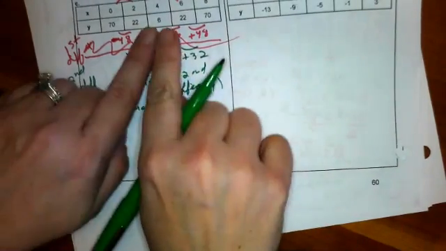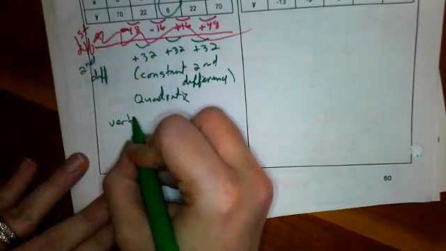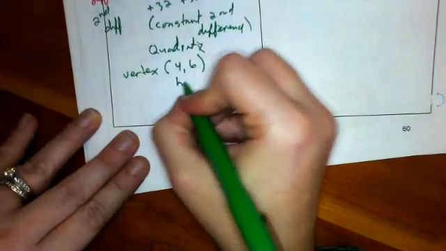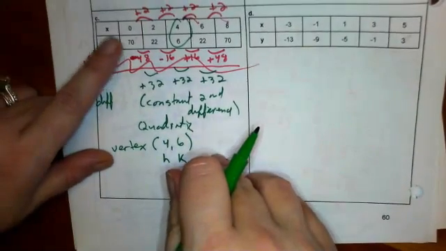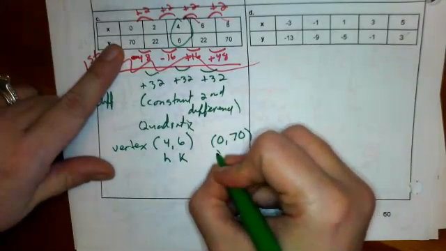And you can see just right here where our vertex is. It's right there. My vertex is in the middle. So we've got 4, 6, and that's going to be H, K, okay? And then let's just pick an X, Y. I like this one that has a 0. So I'm going to do 0, 70, but you could absolutely pick any of them.